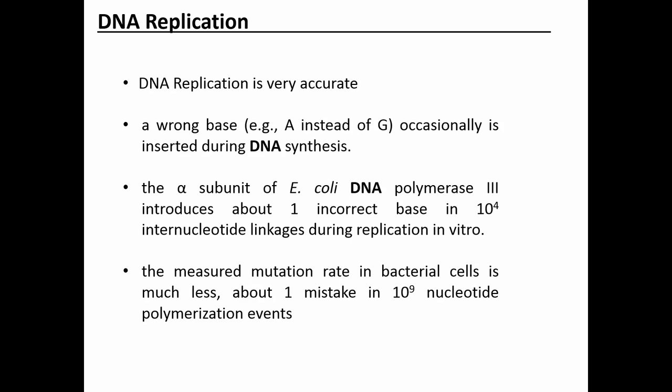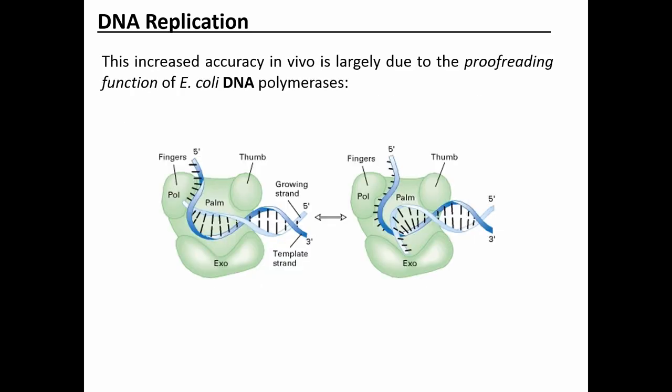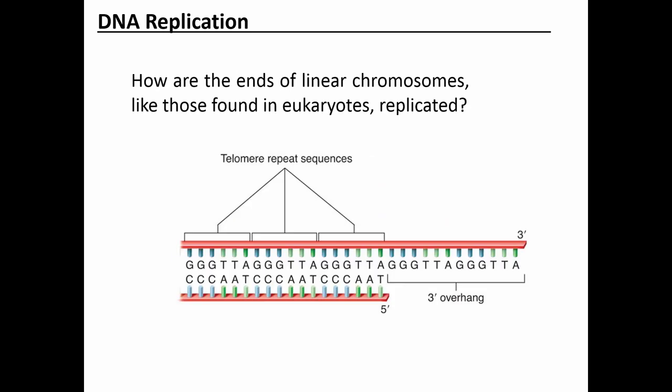Most of your increased accuracy comes from the fact that DNA polymerases have a proofreading function. They're not only connecting together nucleotides, they're also checking to make sure that they added in the correct nucleotide. If they discover that they've added in the wrong nucleotide, they can back up, excise it, and then replace it with a new nucleotide and then move on. So a lot of the increased accuracy that you see in vivo is due to this proofreading function that DNA polymerases have.